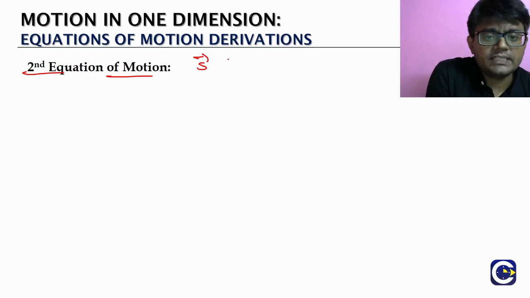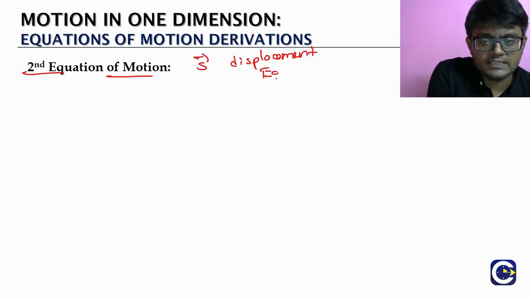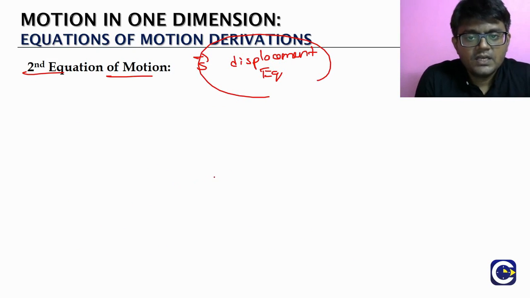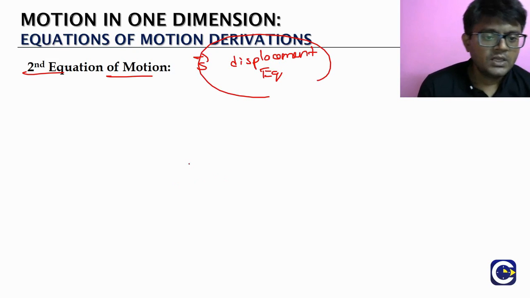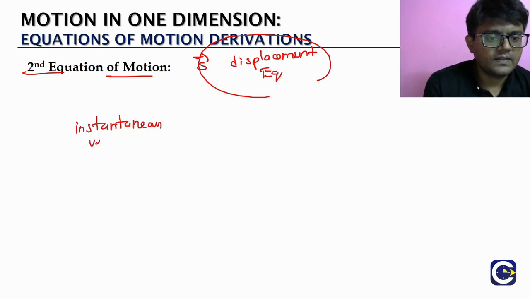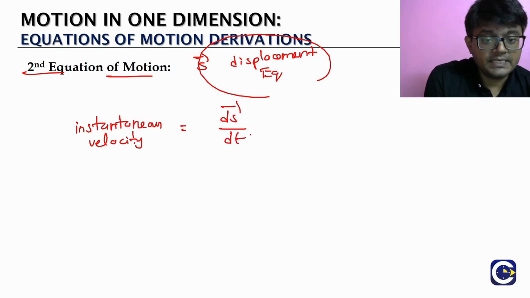This is also called the displacement equation. From the name itself, from this equation we are going to get the expression for the overall journey displacement. So consider the expression for the instantaneous velocity at any given time. What is the instantaneous velocity? It is the small displacement that happens in a time interval dt, where dt is the differential time interval.